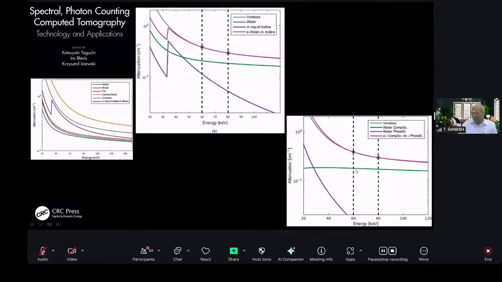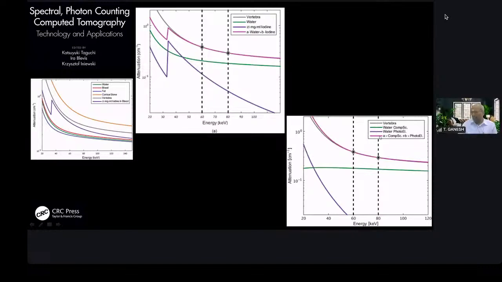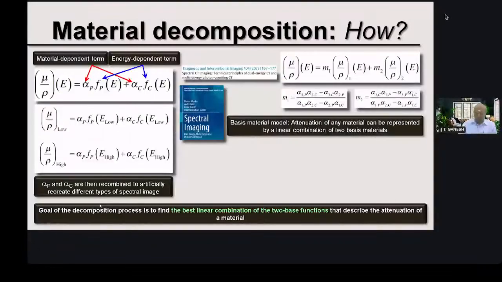By combining these two in a particular linear proportion, you are able to reproduce this violet curve. A times the water Compton scatter, plus B times the photoelectric effect, will duplicate this vertebra. So the basis of the decomposition process is to find the best linear combination of two base functions.